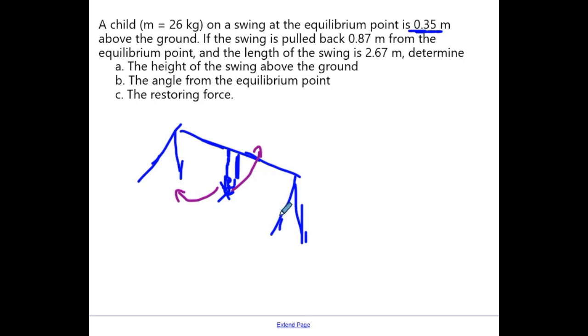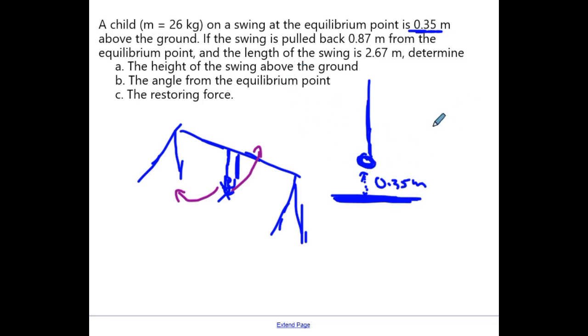In terms of what we've been asked to solve for, first we want to figure out, if the swing gets pulled back 0.87 meters from the equilibrium point, and we know the length of the swing is 2.67 meters, how high above the ground this thing is. Although I've drawn the picture like this, it may work better to treat it like a pendulum. If I draw a second diagram, here's the ground, and this would be the pendulum above the ground. Normally the kid is going to be from here to here, 0.35 meters above the ground.